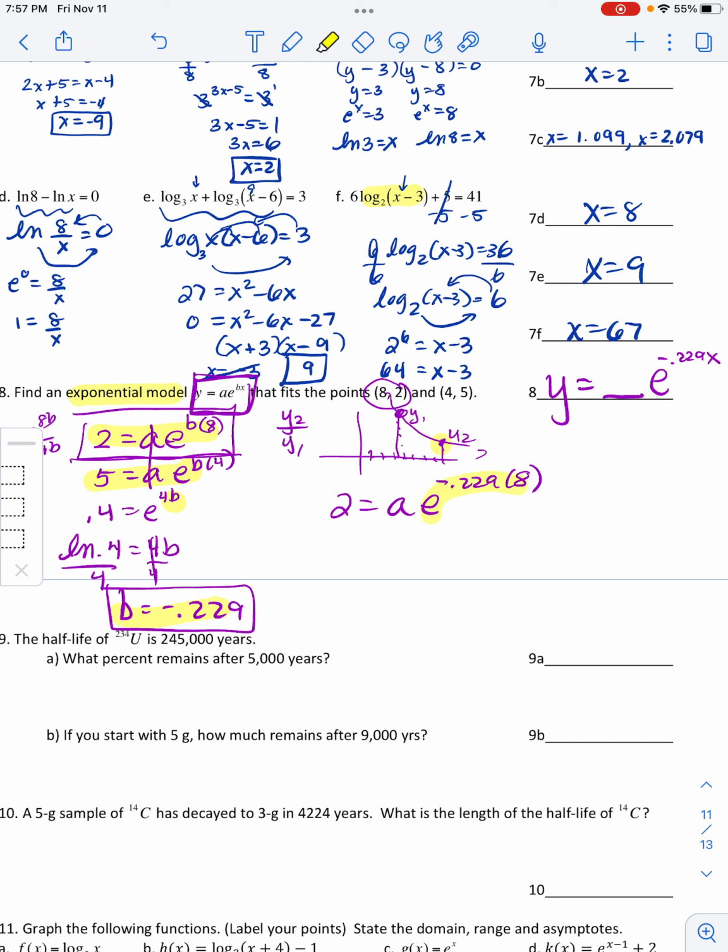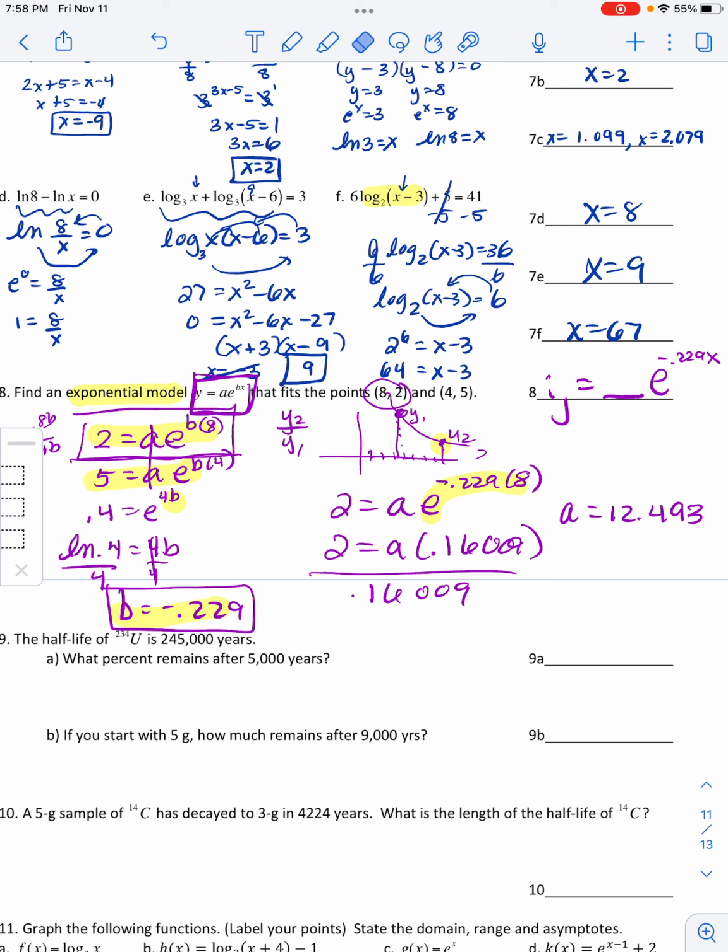So if I did e to the negative 0.229 times 8 power, this becomes the value 0.16009. And I would divide the two, or both sides technically, by that value. So if I divide 2 divided by that previous answer, I end up with an a value of 12.49, and then it is 27, so that rounds up to a 3.